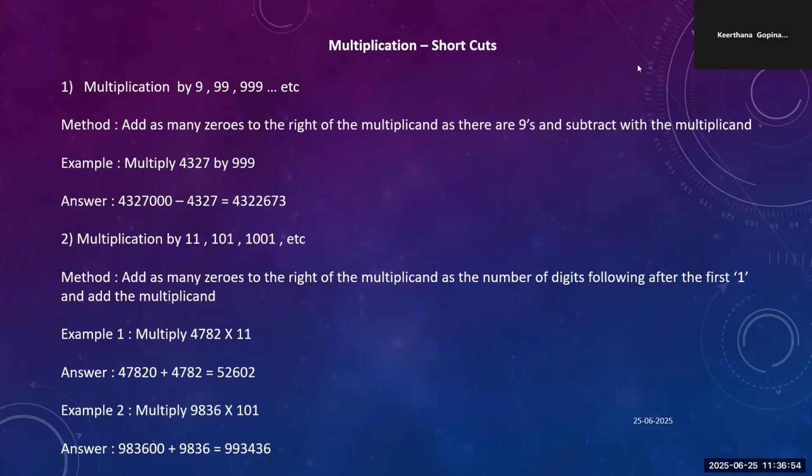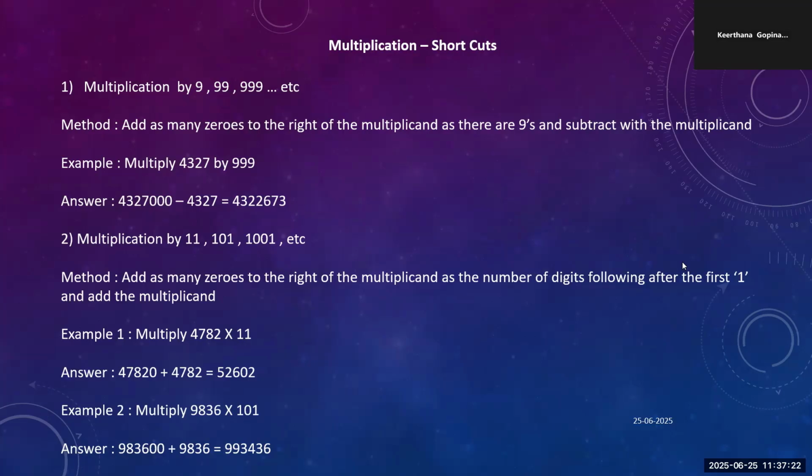Now, a similar rule applies to 11, 101, 1001, right? Now we will look at a rule for 11, 101 and 1001. The next rule, we are going to the next shortcut. Now imagine 4782 multiplied by 11.